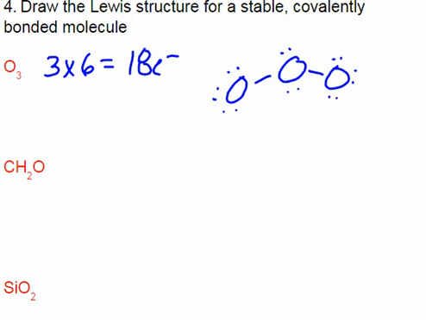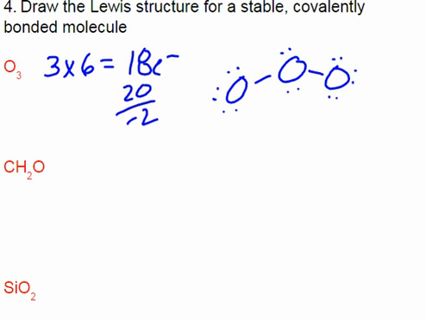So the 2 oxygens on the end each need 6 more. The one in the middle needs 4 more. And if I count up, that's 2, 4, 6, 8, 10, 12, 14, 16, 18, 20. So the -2 tells you what? Yeah, form a double bond somewhere.